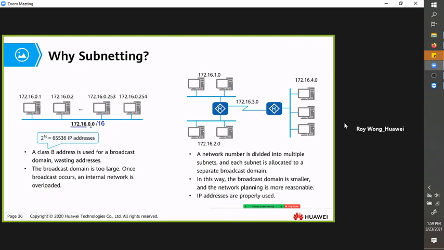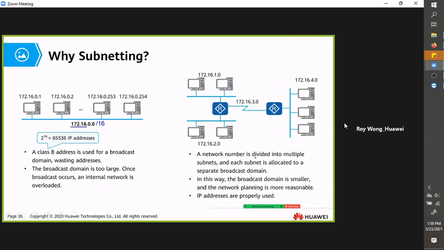If you do this, you actually waste quite a lot of addresses. Why do I say waste? Because 2 power 16, you have 65,000 IP addresses, which is quite a lot. And we actually don't need to use that many addresses. It's not necessary. The broadcast domain is too large. Once a broadcast occurs, the network is overloaded. Because its range is too large, it is very easy to generate broadcasts.